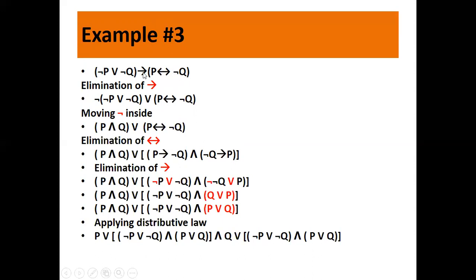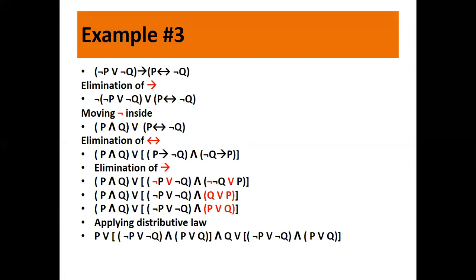Now, what we'll do here is first eliminate the inner implication, right? So we'll not solve this, we'll solve this first. So we'll eliminate the implication operator. How do you eliminate it again? You add a negation and replace it with the or operator. So you have negation of P or negation of Q, implies P biconditional negation of Q.